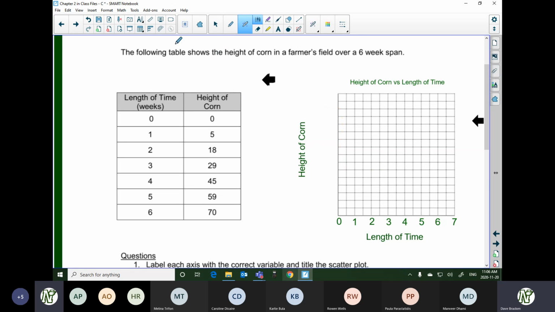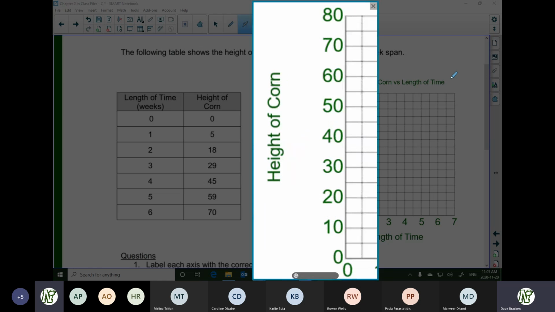So when we take a look at the following, you don't have to label every line. Don't make it look too congested. I labeled every other line. So to blow this one up for you, for the height of the corn, you can see how I skip a line between 0 and 10, and then keep skipping a line between 10 and 20, 20 and 30, 30 and 40, and so on.